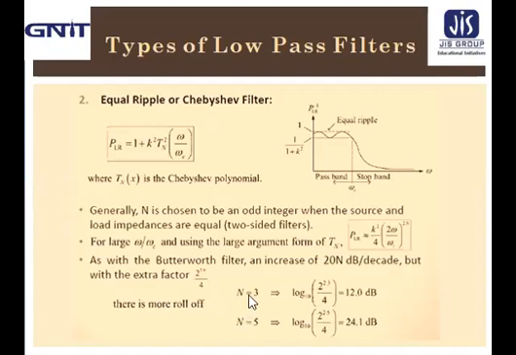If n equals 3, then it will be 10 log of 2 to the power 2n by 4, that is equal to 12 dB. If n equals 5, then 10 log of 2 to the power 2n by 4, that is 2 to the power 2.5 by 4, and that is equal to 24.1 dB.